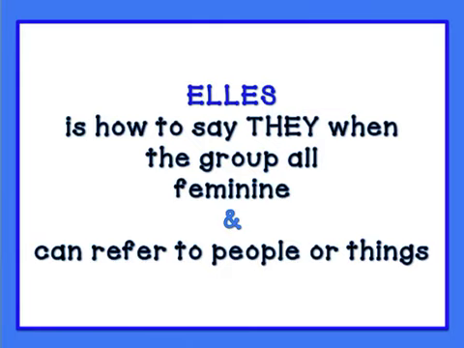Elle. There also, the S on the end of that word is silent. Now, elle can also refer to either people or things. It refers to people when it's an all-feminine group. It refers to things when all of the things are feminine objects. D'accord?